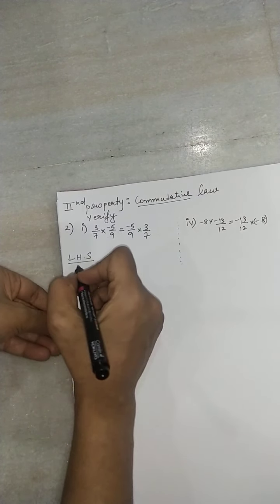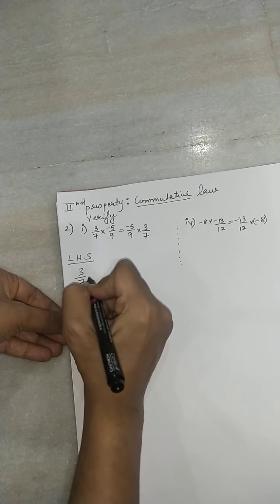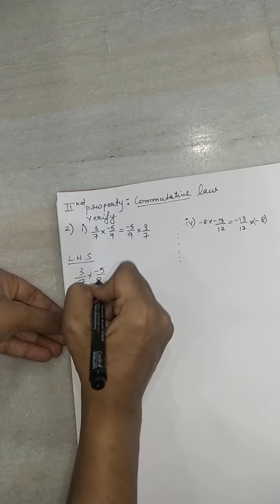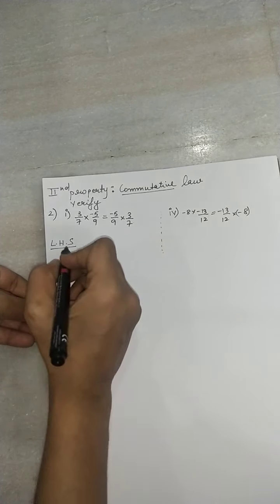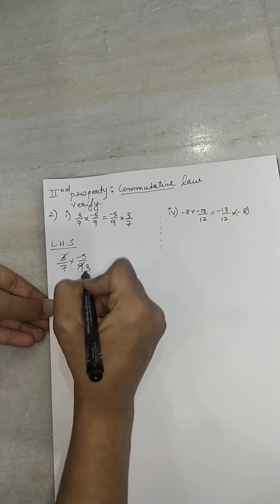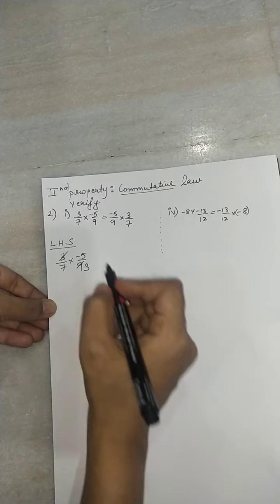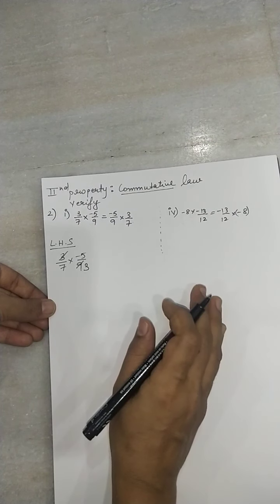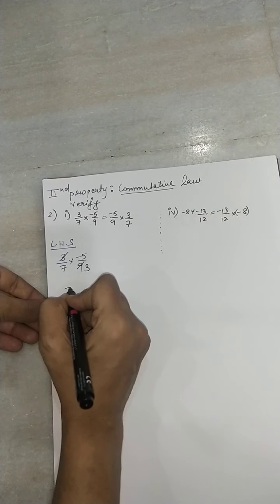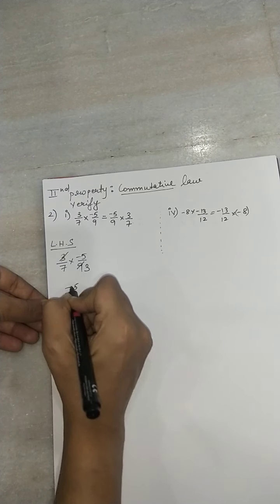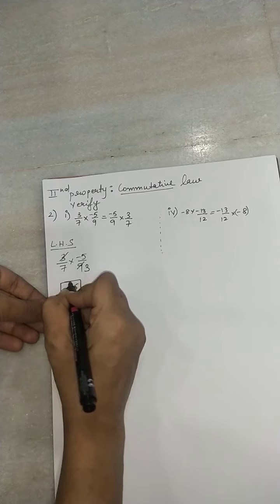LHS, you can see what it is. LHS 3/7 into -5/9. Okay, now I'll do as I did in the previous sum. I can first of all cut to the lowest term. 3 3s are 9. Now what is left out? Now nothing I can do with the lowest term. So directly I'll solve it. What is left out? -5/21. This is your LHS.